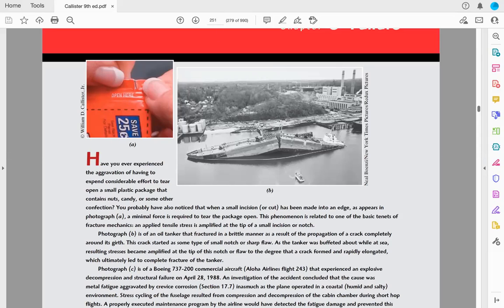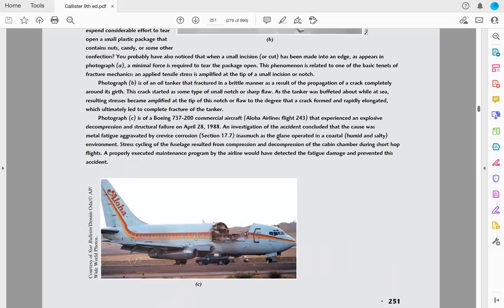Picture B is an oil tanker that became brittle and, in a brittle fracture, was divided into two because of crack propagation, and then it failed. And photograph C is a Boeing commercial aircraft that experienced explosive decompression, then increasing pressure, decompression again, increasing pressure, and then structural failure in 1988. This was actually caused by metal fatigue.